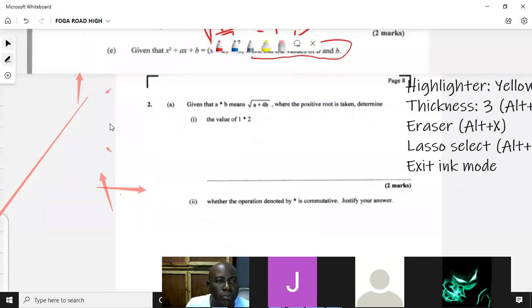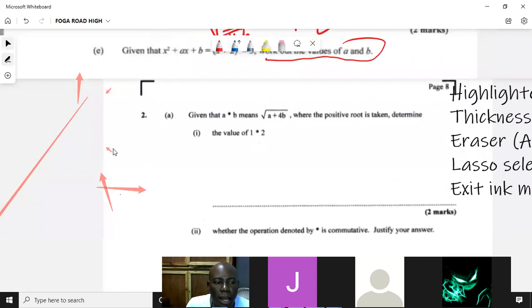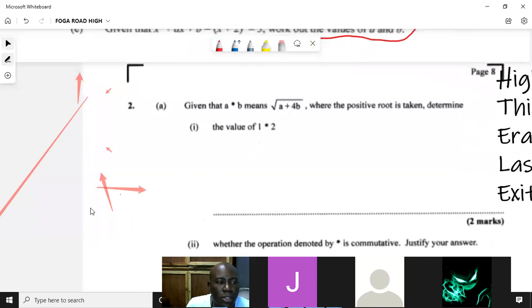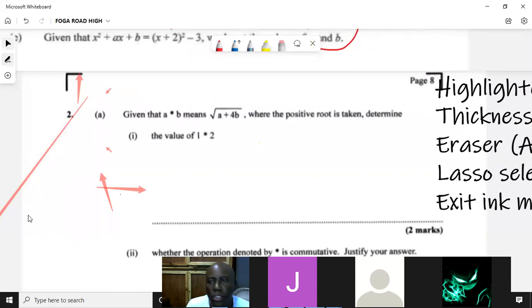All right, so we're on another paper, another question 2 here. Check it out. For this question 2 here, it says a asterisk b. So this is like a little computer program showing you something.